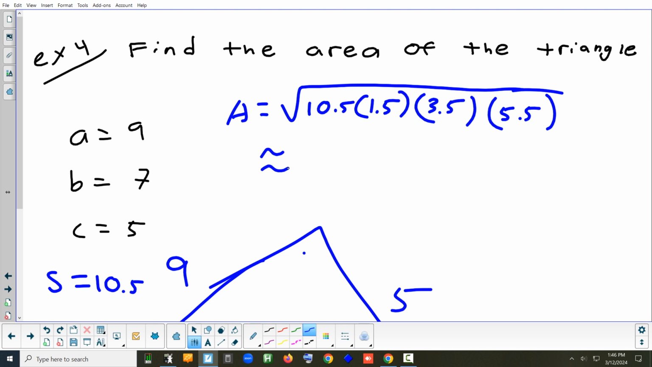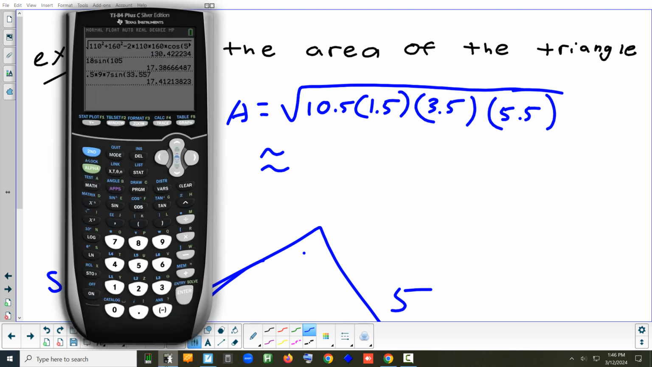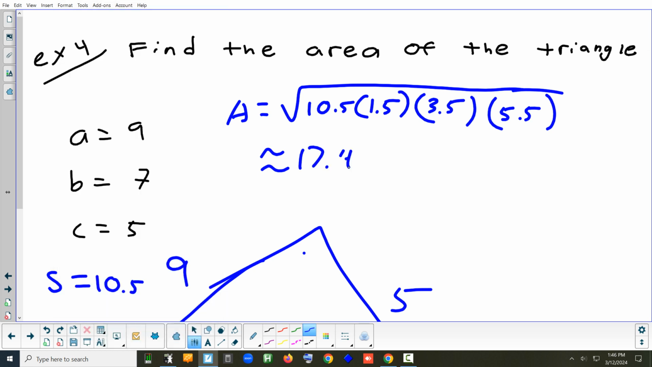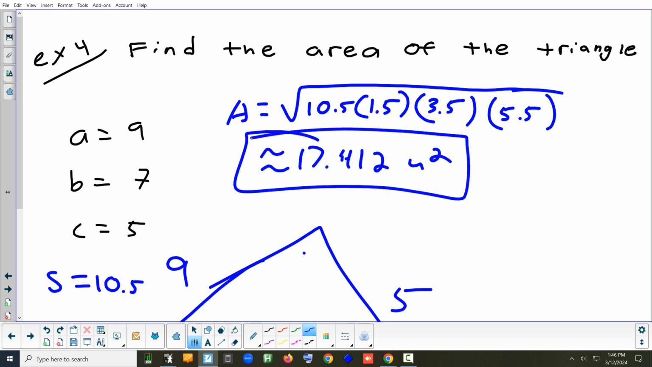Let's type that in and see if we get 17.412. The square root of 10.5, 1.5, 3.5, and 5.5. And we get 17.412. Same answer you get if we use the other formula, but a lot faster because you can avoid law of cosines. Any questions on that?